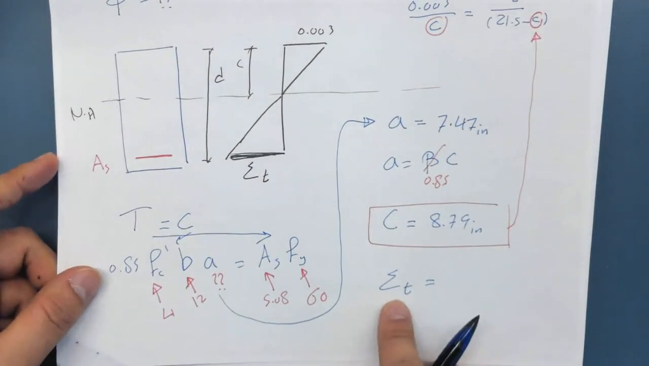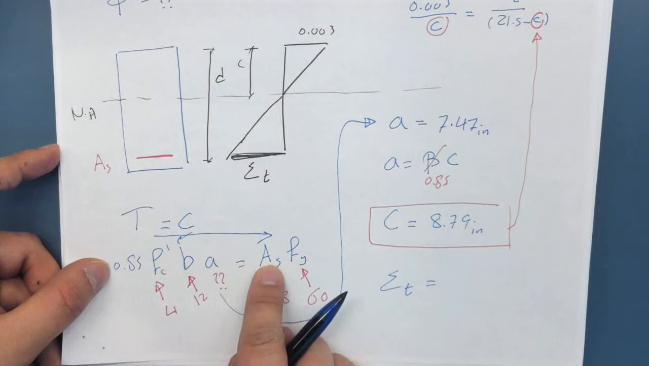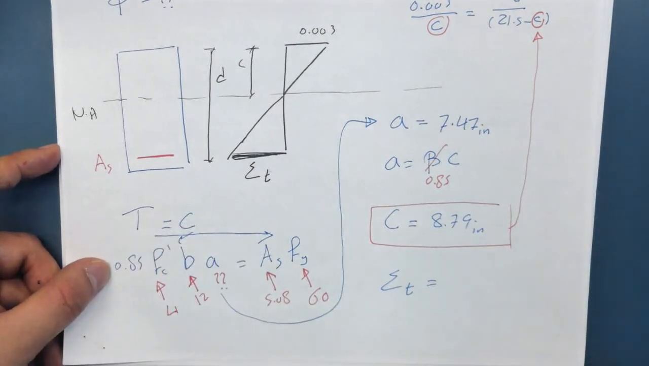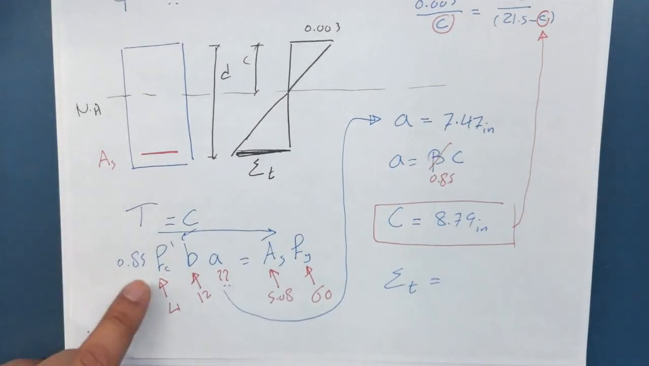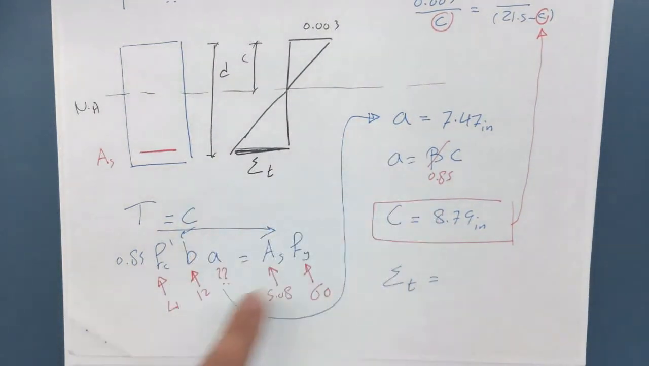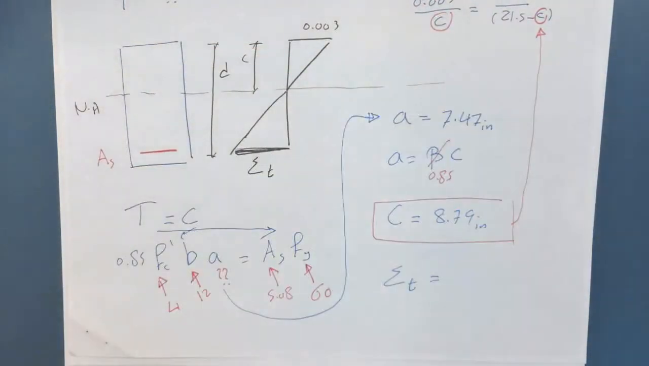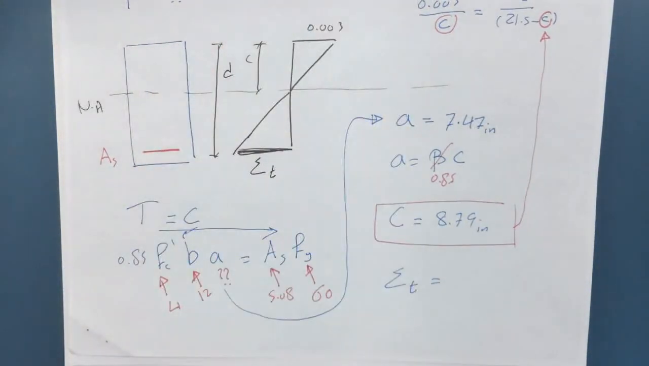When we wanted to find the strain in the steel, we started by saying that the tension in steel is equal to the compression in concrete. From this we find the value of C, well, we find the value of A, then the value of C, then we plug in here. So this is pretty much exactly the same as the problem two problems ago, except we end up at what is the strain in the steel.